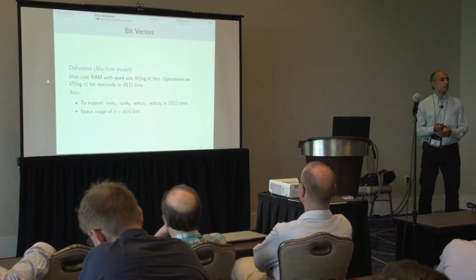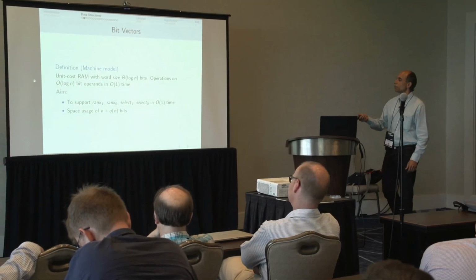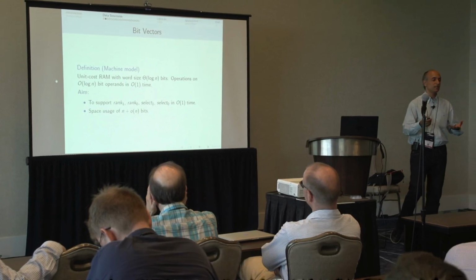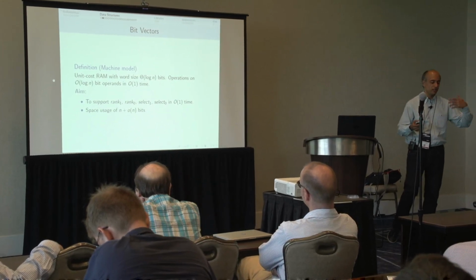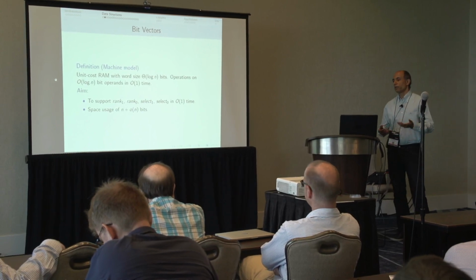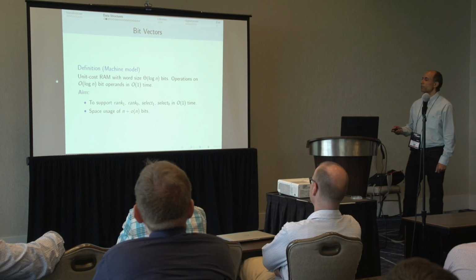So here's the machine model, and this is where Jacobson did something which is slightly different. This is the machine model that we work with. It's called the unit cost RAM model. So the RAM model is a straight thing. Basically, it just says that you take a normal programming language, and you take the number of instructions, and each instruction costs a constant amount of time.